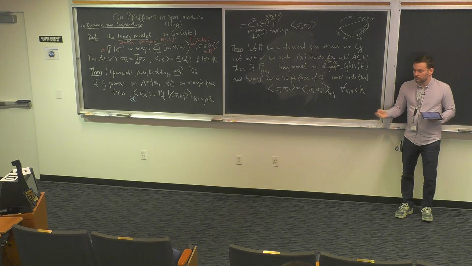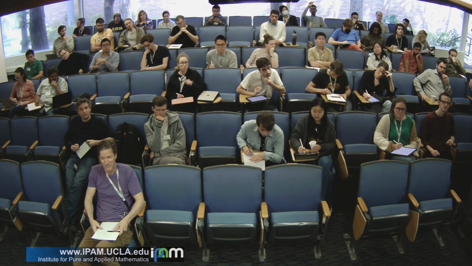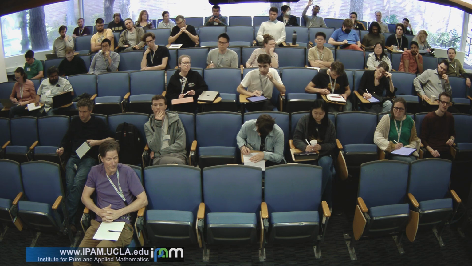You assume G to be planar? Yeah, so I wrote it here, sorry. Not G prime, G. So we get both planarity and Ising at the same time.